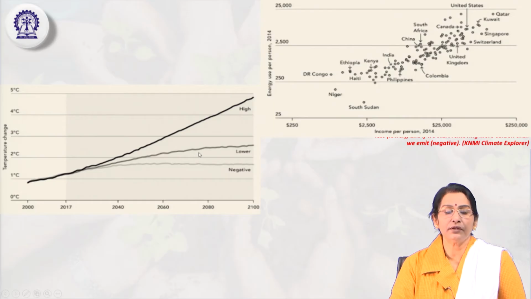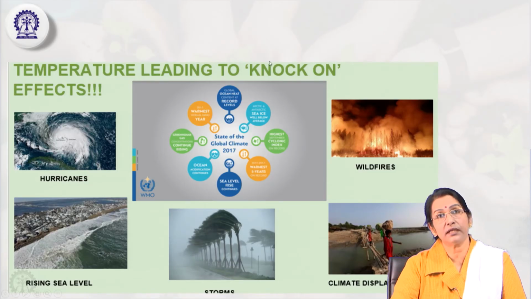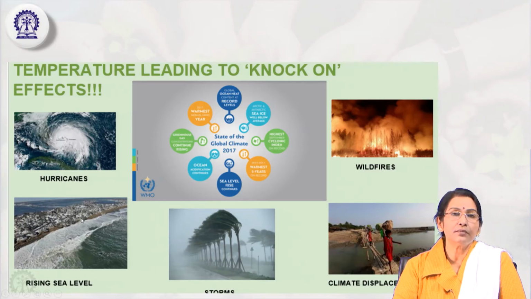These are some graphical representations, as you can see, of how the temperature is gradually rising, and across the countries how energy consumption per person is also gradually increasing, along with the temperature. And this is how the temperature is leading towards knock-on effects, for example hurricanes. All these natural disasters or man-made disasters are the outcomes of unsustainable consumption and use of resources.